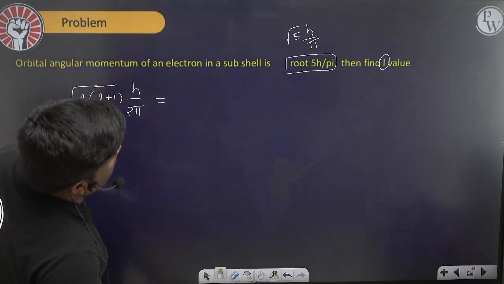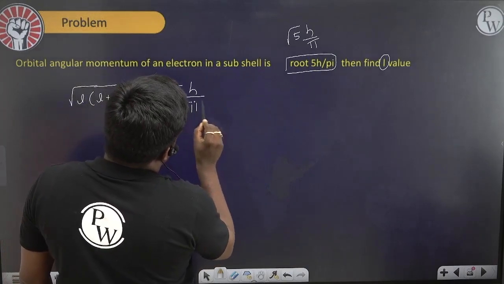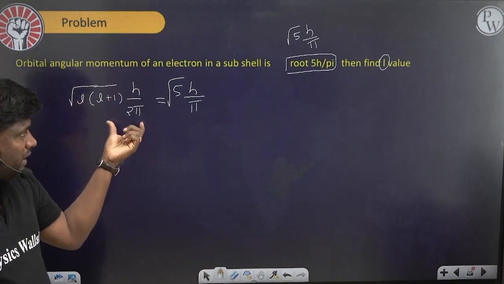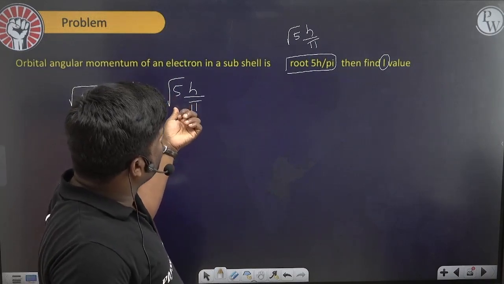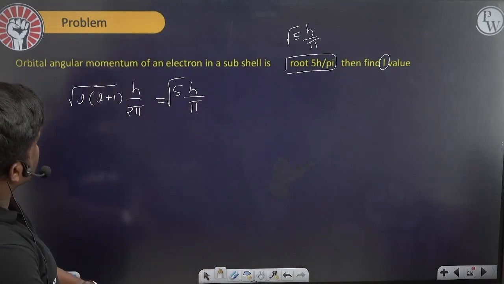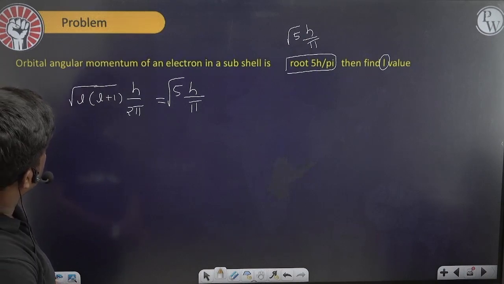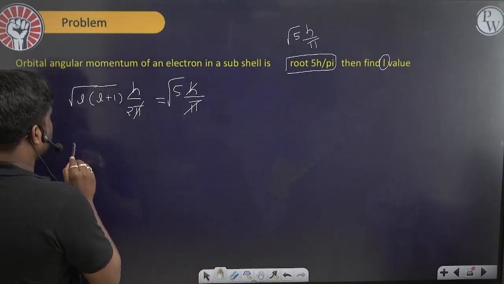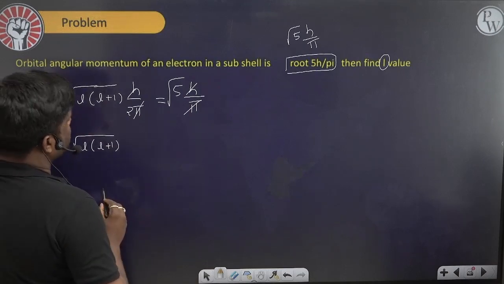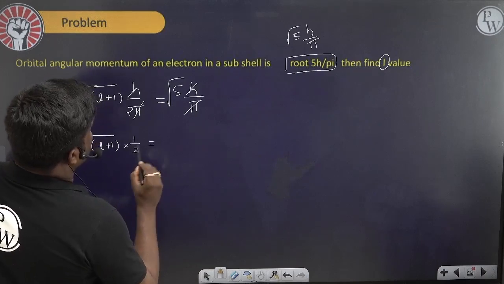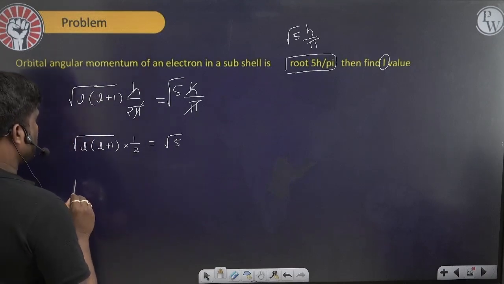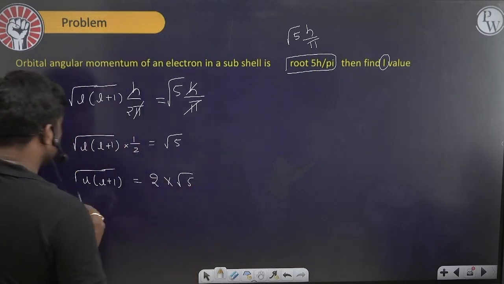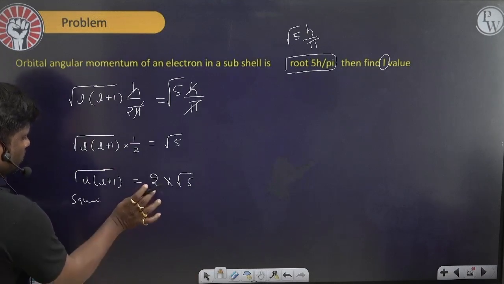Here, the value given is root 5 h by pi. The orbital angular momentum of an electron is under root L into L plus 1 into h by 2 pi, and the value is under root 5 h by pi. So h and pi will get cancelled, and we will get under root L into L plus 1 into 1 by 2 is equal to under root 5. So under root L into L plus 1 is equal to 2 into root 5. Squaring on both sides, and one more important thing.